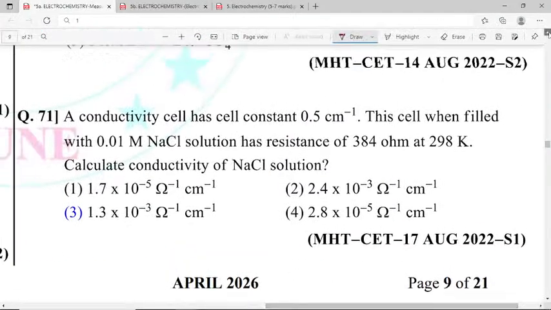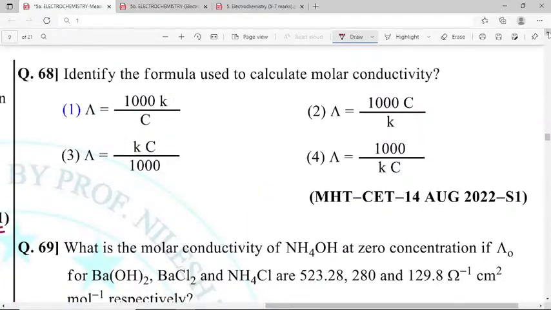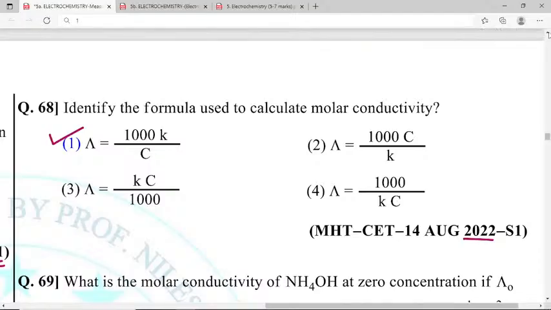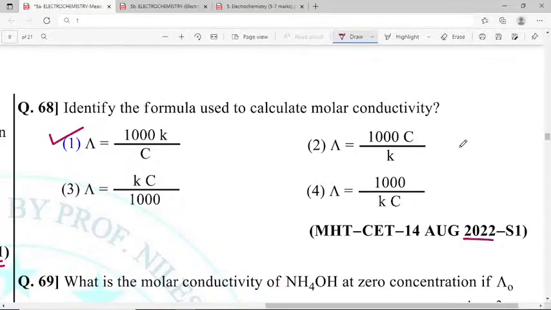Next question. Identify the formula used to calculate molar conductivity. So lambda is equal to 1000 K by C. This is a very easy question from physical chemistry. Lambda is equal to 1000 K by C. It is a direct formula based question.